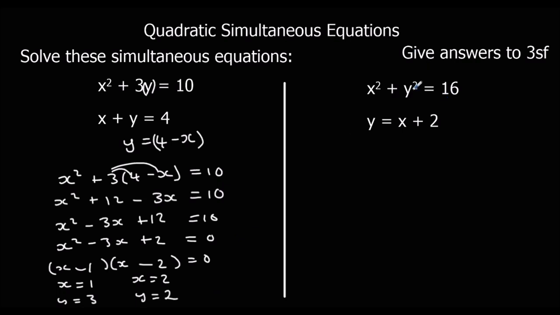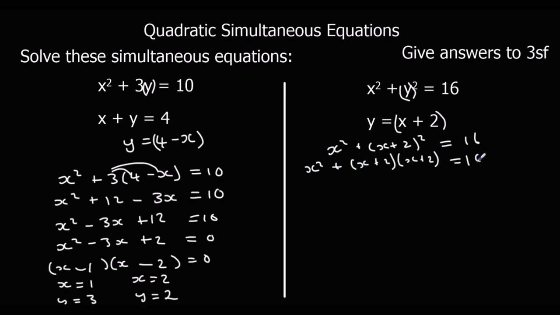Okay, over here, so we've got y equals x plus 2. So I can substitute y for x plus 2. So I'm just going to change that. x plus 2 squared equals 16. So that's a double bracket, x plus 2 times x plus 2. So we have to expand it. x squared plus 2x plus 2x plus 4 equals 16.